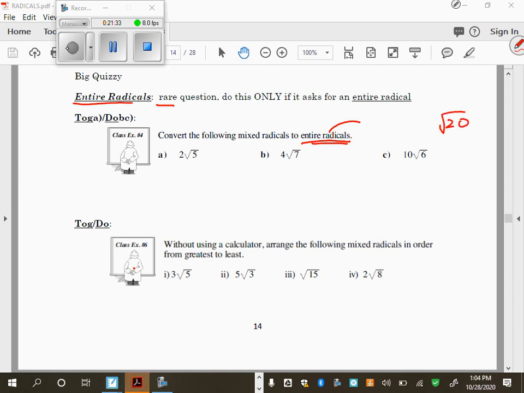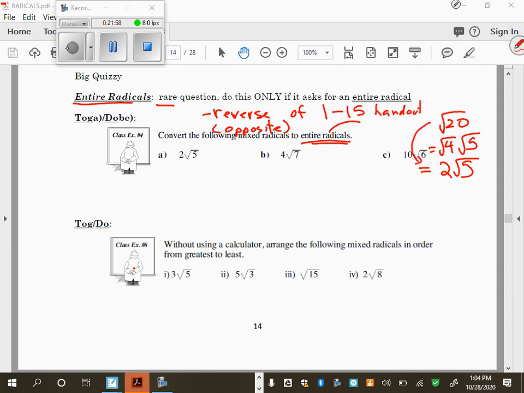And this is a question we saw for one of those first 15 questions that we did. Well, this is just going to be the reverse or the opposite of that. Opposite of what we just did of numbers 1 to 15 in the handout. So instead of breaking down radical 20 into 2 radical 5, I'm going to give you 2 radical 5. You're going to turn the number into a square root, and then you're going to multiply the square roots together. So in a way, it's like I'm giving you the answer, and you have to give me the question.